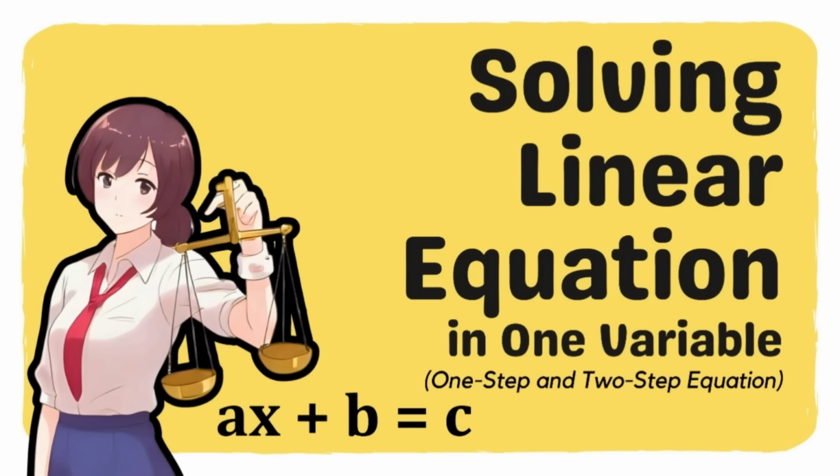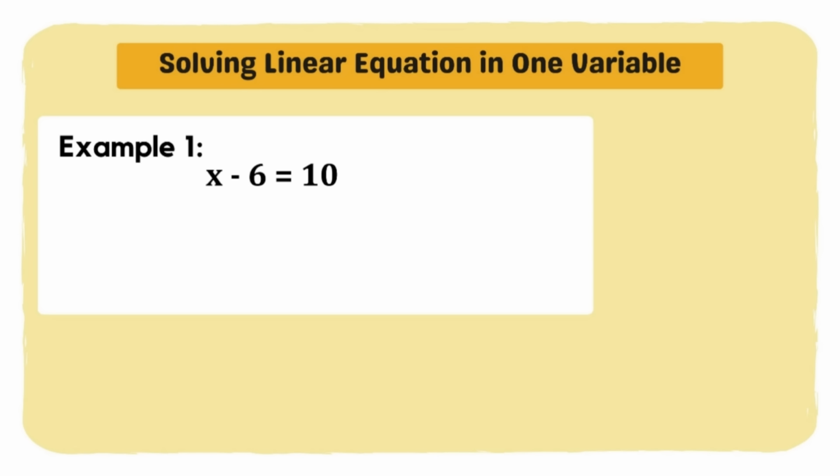Okay, now let's proceed to solving linear equation in one variable. This time, we will do one-step and two-step equations muna. Okay, let's have the first example we have here. X minus 6 is equal to 10.